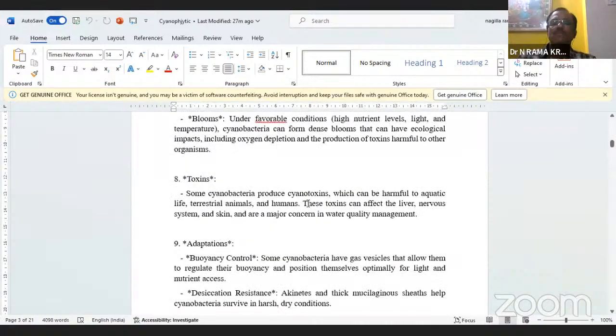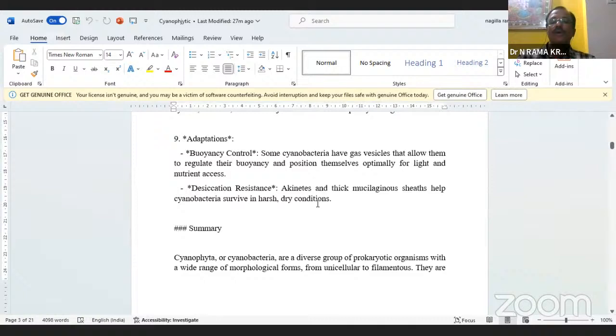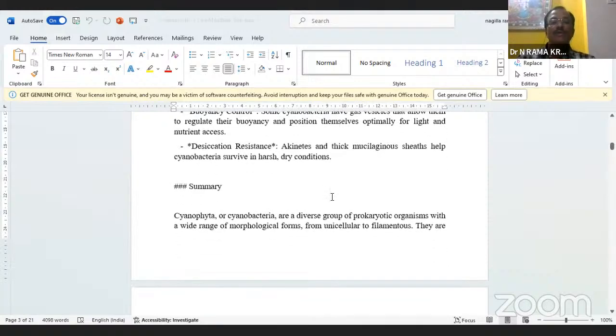Some cyanobacteria produce different types of toxins also. You see cytotoxins, which are a little bit harmful to aquatic plants. Okay, so next you see adaptations. Buoyancy control: some cyanobacteria have gas vesicles that allow them to regulate their buoyancy and position themselves for light and nutrient access. Okay, so next you see here akinetes. The thick mucilaginous sheaths help the cyanobacteria survive dry conditions. So these are the general characters.